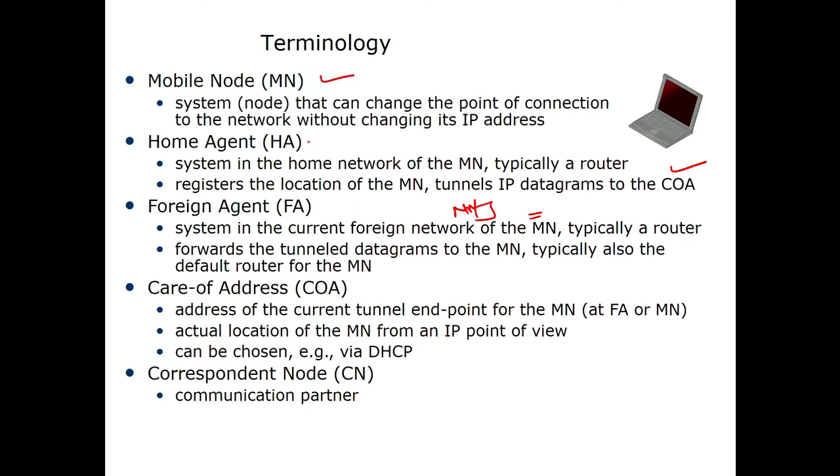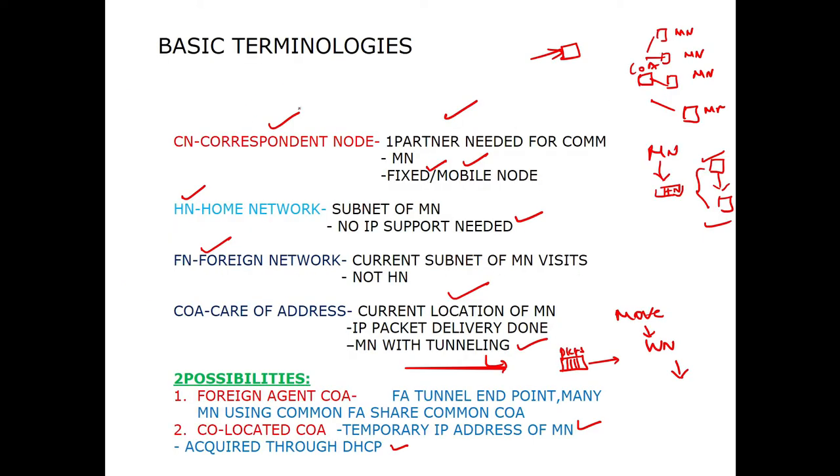One is mobile node, home agent, foreign agent, care of address, and correspondent node. A mobile node is a node that can change its point of connection to the network without changing its IP address. Let me explain the basic terminologies first. First we go for the term correspondent node. CN stands for correspondent node.